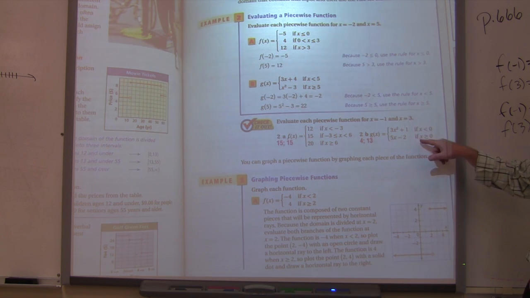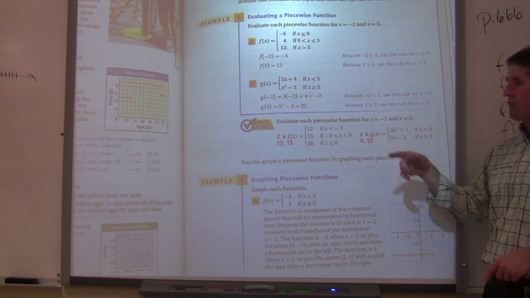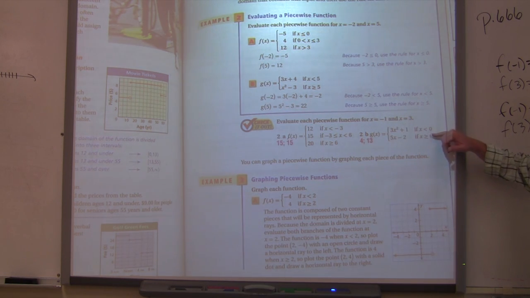Plug in 3. That's greater than 0. So 5 times 3 is 15, minus 2 is 13. So f of 3 equals 13. So you just take the value of x, find out which rule it fits into, and then plug it into the equation or expression and find the value of that.